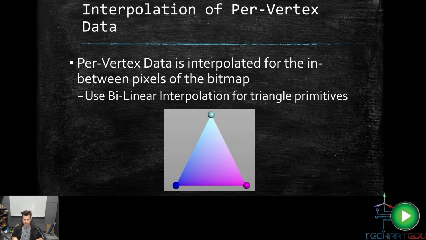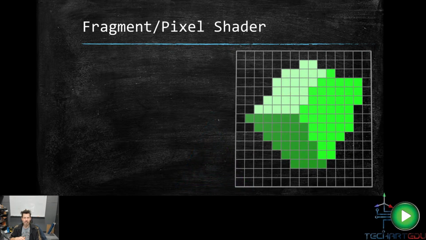Remember that we are dealing with triangles. And each of those triangles has a vertex on each of the corners. And each one of those vertices has things like the vertex color, the UV information, and a normal map, whatever. And they use a process called bilinear interpolation to interpolate all of the pixels in between all of those vertices. And that's where the pixels actually inherit all of the data that is coming from each of their relative vertices using bilinear interpolation.